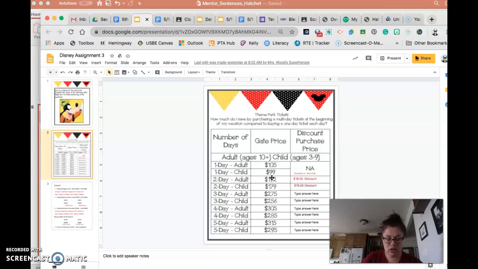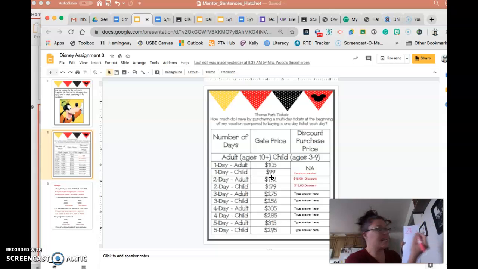So a regular child ticket costs $99. Okay, $99. But I want to know, if I bought a new child ticket every day, how much is it going to cost me? So I'm going to times that by 2 because right now we're working on 2 days. Guess what? If we were working on 3 days, we'd multiply it by 3. And 4 days, we'd multiply it by 4. You get the drift.